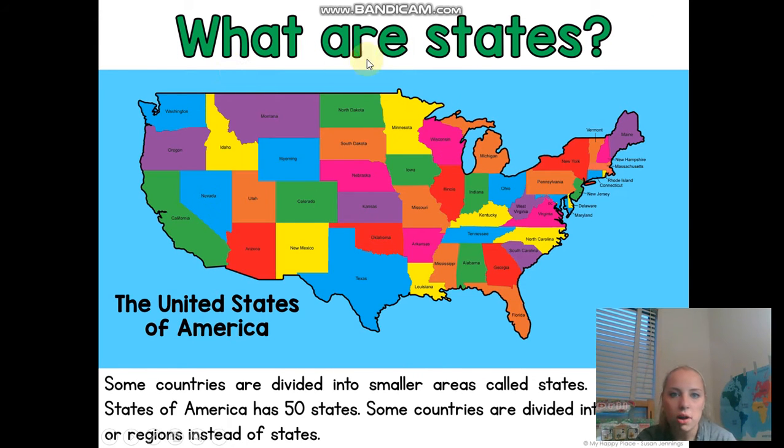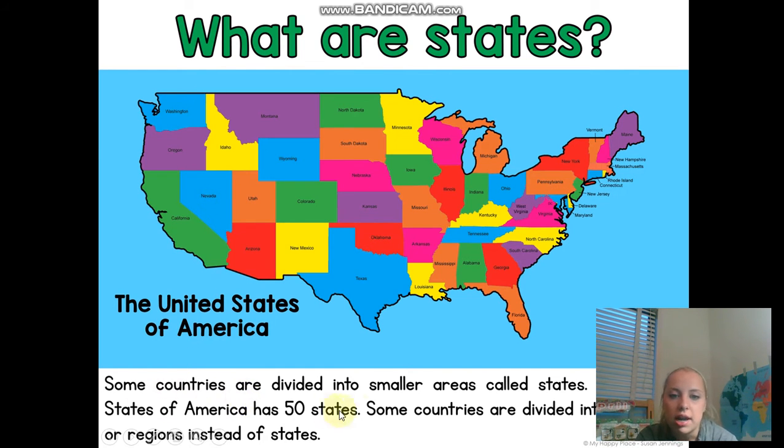Okay, and finally, what are states? So, like I said, we live in the United States. There are 50 states. The states that you can't see on this map are Alaska and Hawaii. Over here in pink is our state, which is Virginia. And then here is Washington, D.C., which is the city we live near.